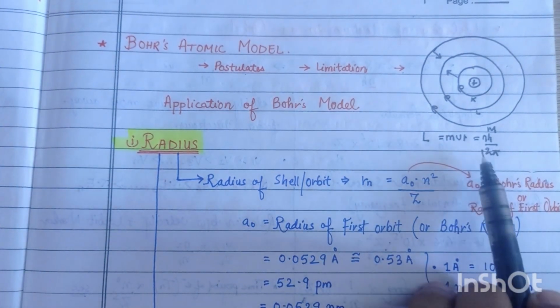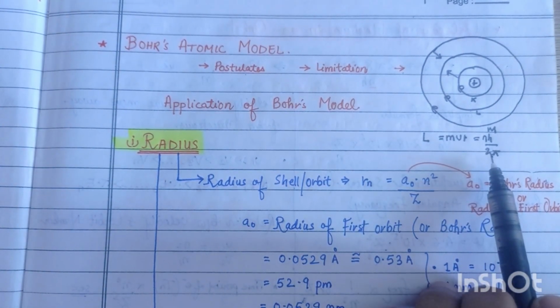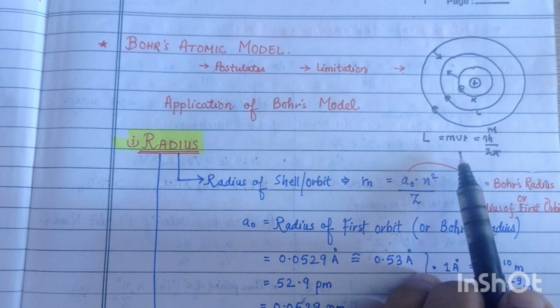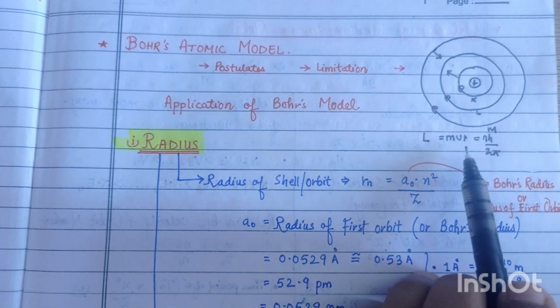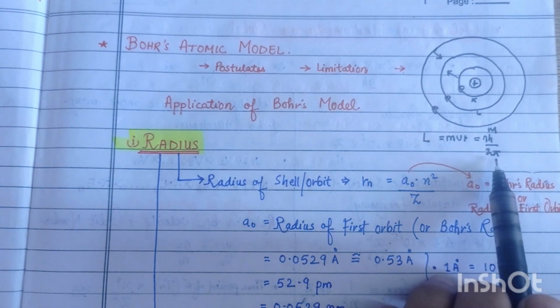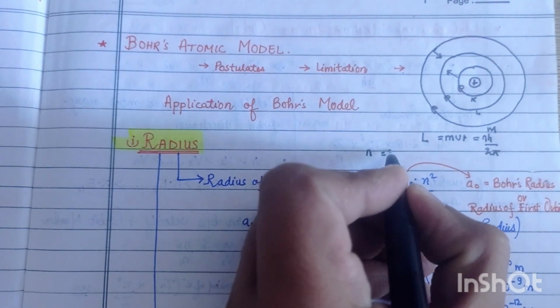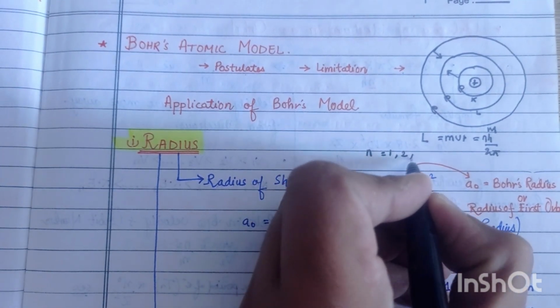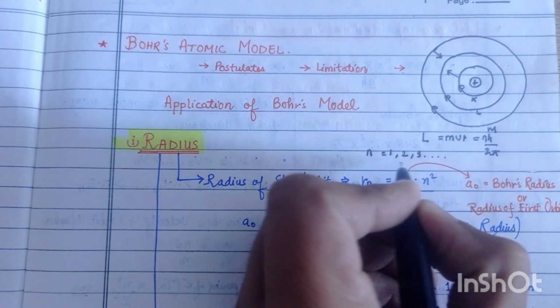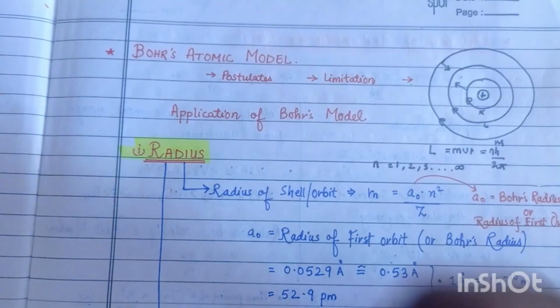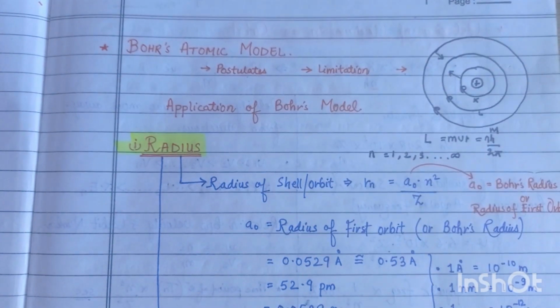It means that out of the so many orbits available, the electron can only revolve in those orbits where the angular momentum of the electron is an integral multiple of h upon 2 pi, where the value of n starts from n = 1, 2, 3. So the lowest value of n is 1, and it goes up to infinity. But practically there is no need to draw all the infinite orbits.